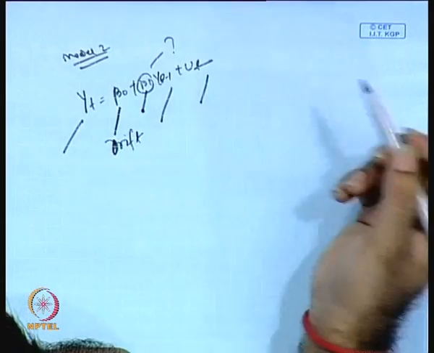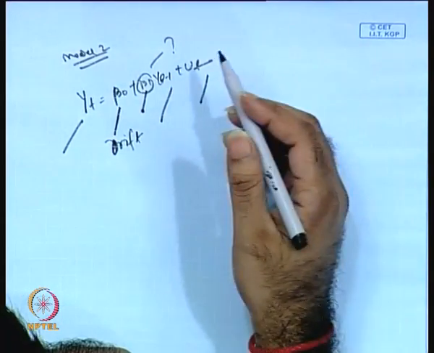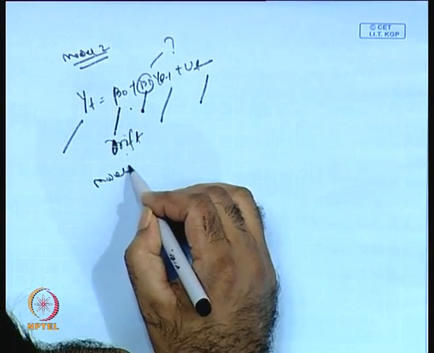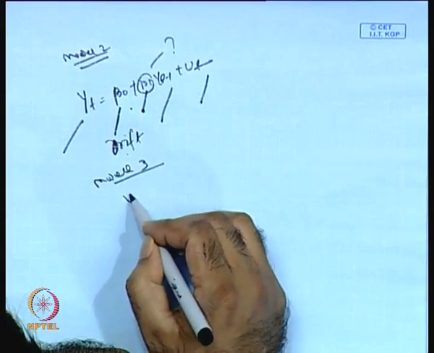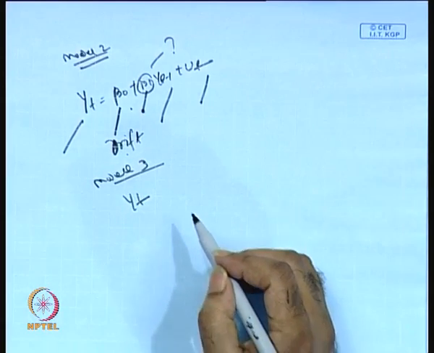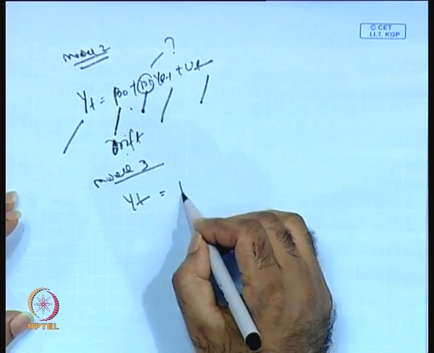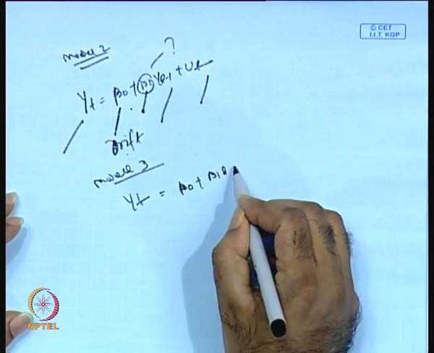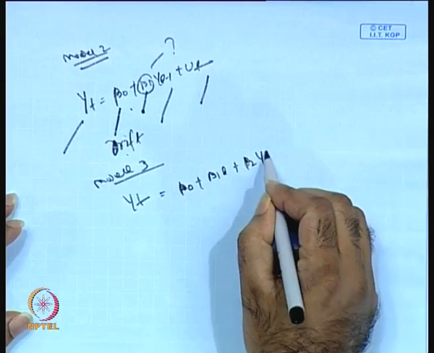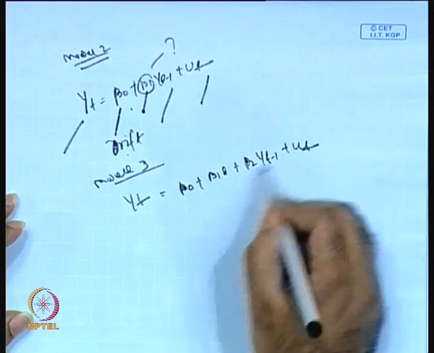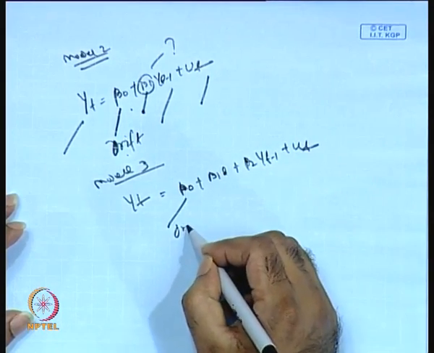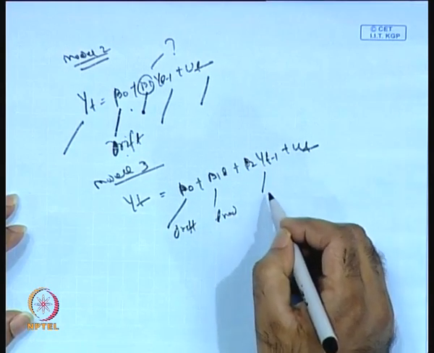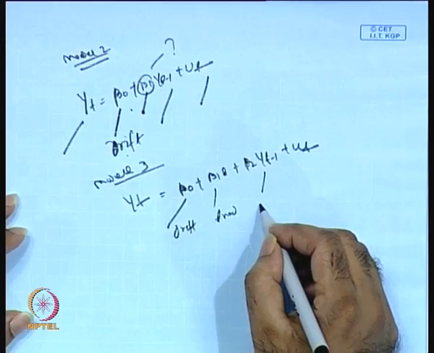Sometimes, in the earlier case, we have not used any constant. Okay. So, now we are using the constant, and in model 3, I will write it this way: yt equal to beta 0 plus beta 1 t plus beta 2 yt minus 1 plus ut. Okay. So, beta 0 is a drift here, then this is a trend, then this is the independent variable.